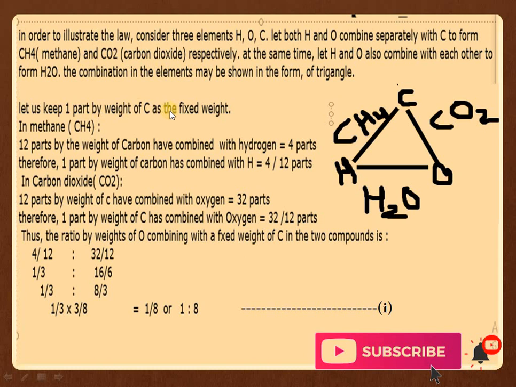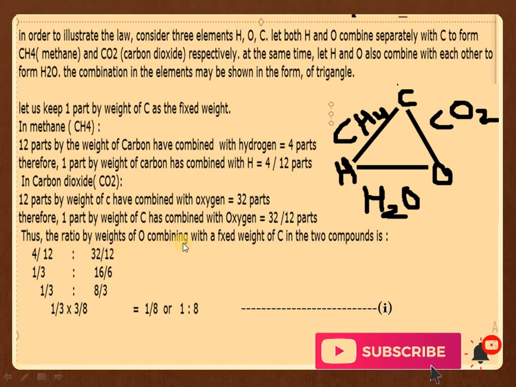So now let us keep one part of carbon as a fixed weight. We will consider two cases: one for methane, the other for CO2. In methane, CH4, 12 parts by weight of carbon, since the atomic mass of carbon is 12, have combined with 4 parts of hydrogen because there are 4 hydrogens. Therefore, 1 part by weight of carbon has combined with 4 upon 12 parts. Similarly, in carbon dioxide, 12 parts by weight of carbon have combined with 32 parts of oxygen, because one oxygen has atomic mass 16, and O2 means 32 parts. Therefore, 1 part by weight of carbon has combined with 32 by 12 parts of oxygen.